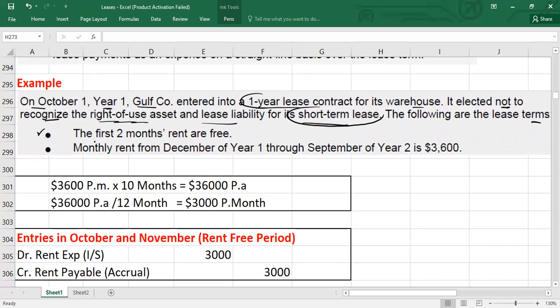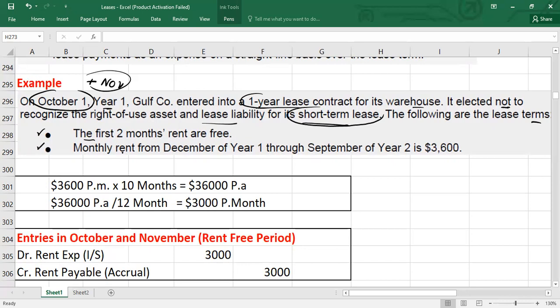The first point, the first 2 months are rent-free. Guys, actually you have entered into the lease on October 1, and the first 2 months are rent-free. It means October plus November, these 2 months are the rent-free period. Even if it is a rent-free period, it doesn't mean you will not record any expense. So you have to record the expense on accrual basis, and I will tell you how to do it.